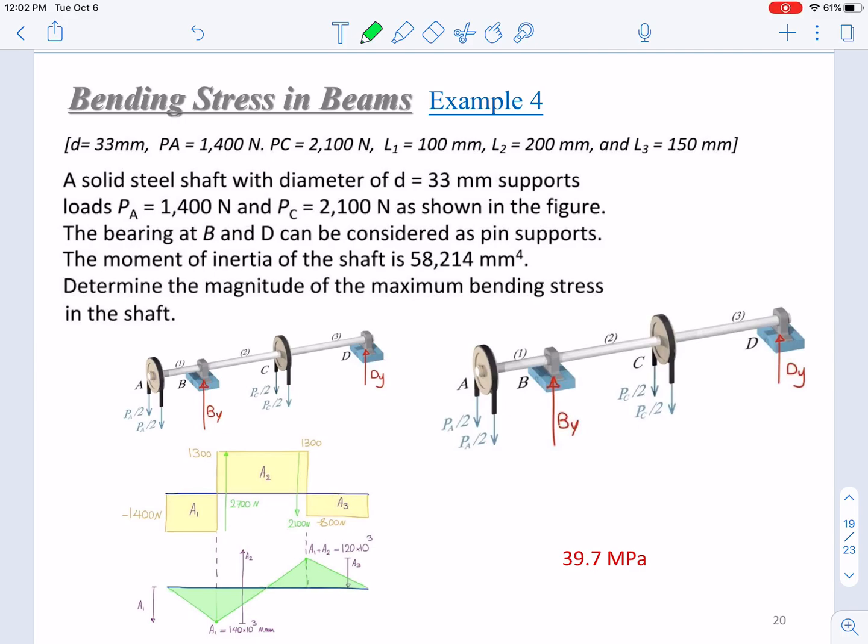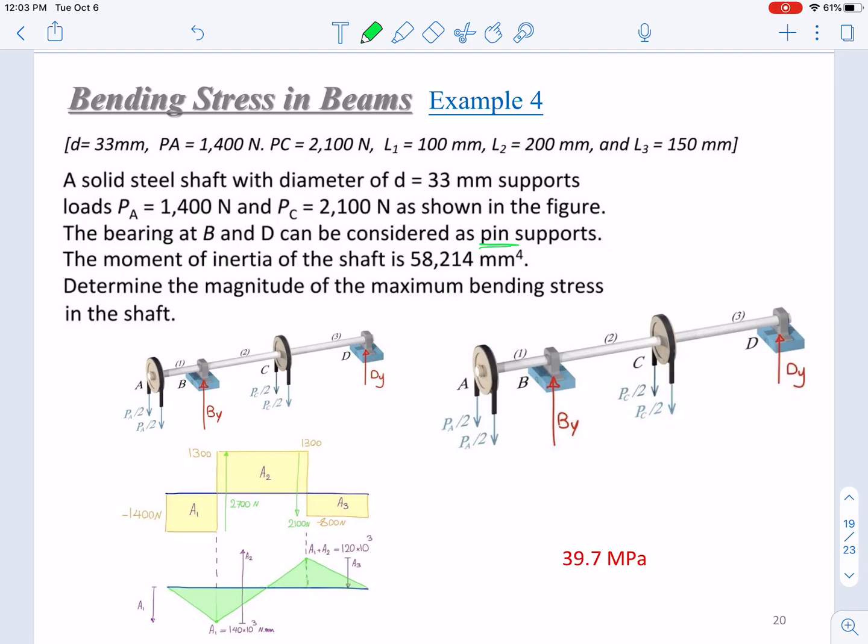The fourth example, we're dealing with a more complicated case as compared to example 1 and example 2. Okay, it looks like a torsional element, but actually not. We're not using the torsional equations. Here we have a solid steel shaft with diameter of 33 millimeter, supports loads PA, PC, as shown in this figure. So bearings at B and D can be considered as pin supports. Okay, what does that mean, pin support?